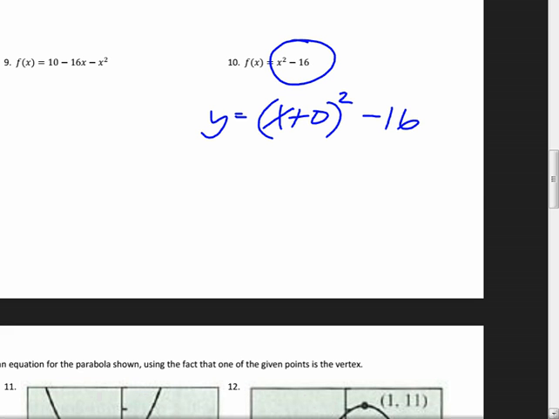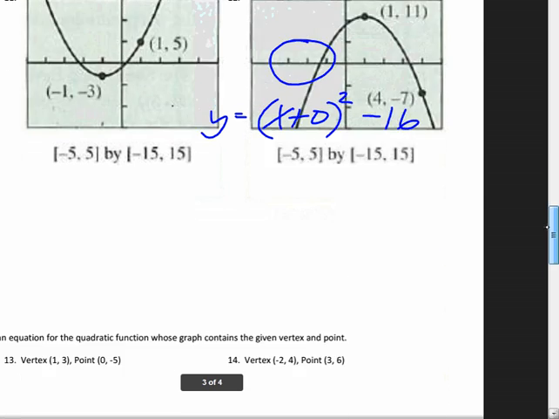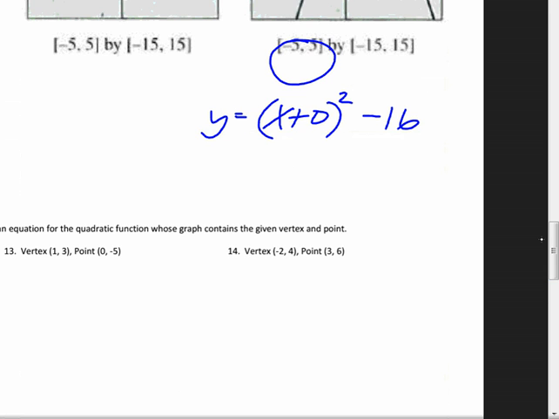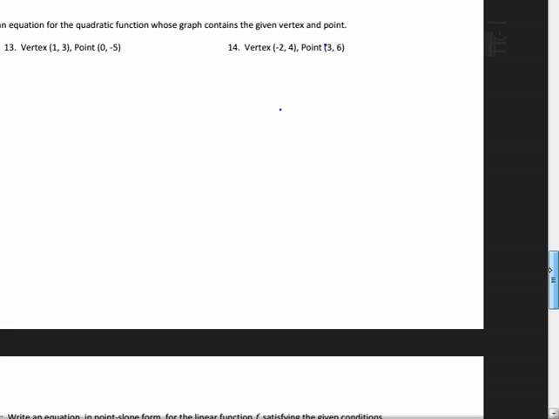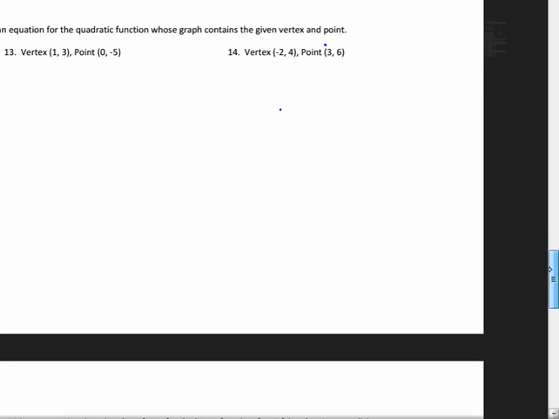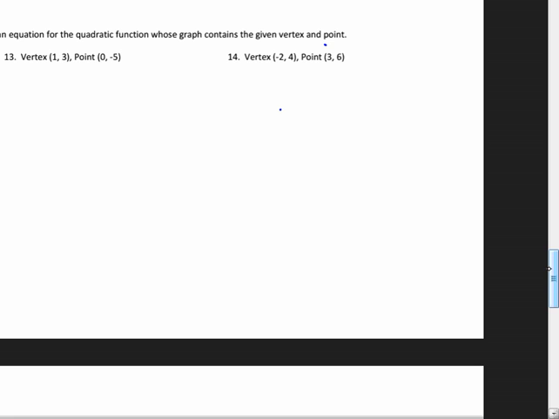All right. And then the last couple questions are just about taking, let's see, let's look at 13 and 14 here. Write an equation for a quadratic whose graph contains the given vertex and point. One more thing I get to teach you. It's kind of a longer day today than I thought it was.